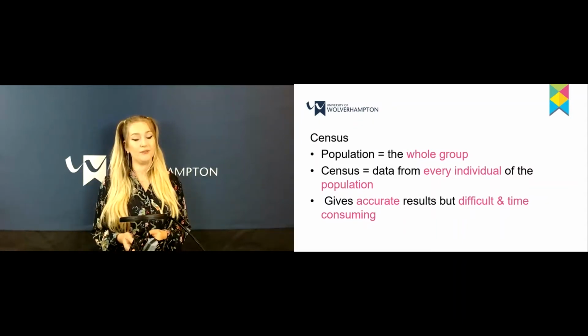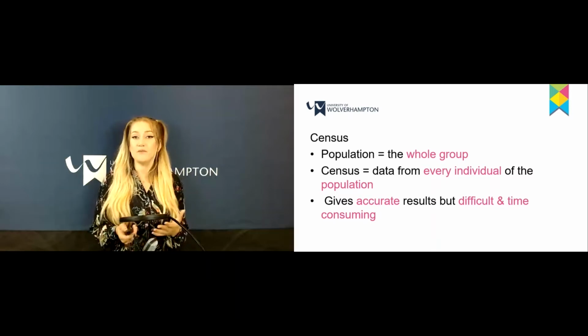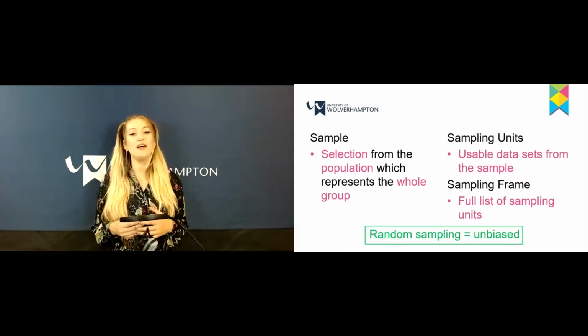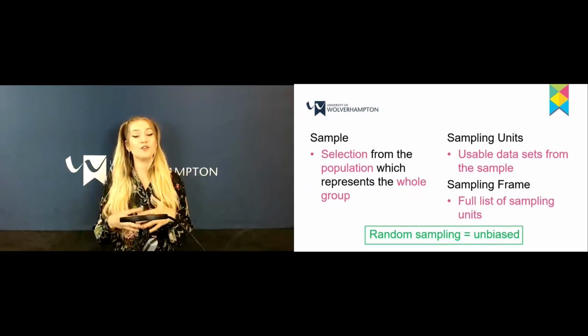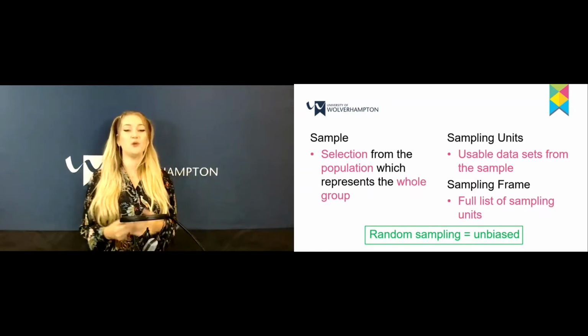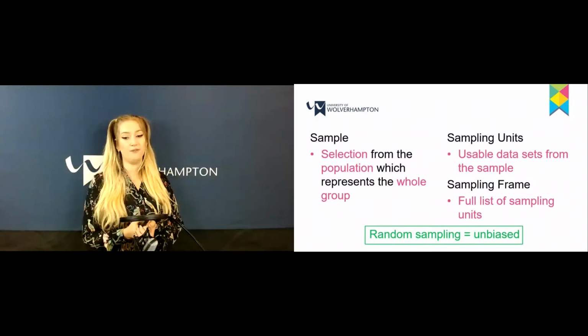consuming. So to save time, statisticians do something called a sample. And a sample is a selection of that population. It's an unbiased random selection, so you'll get an accurate representation of your data for that population.